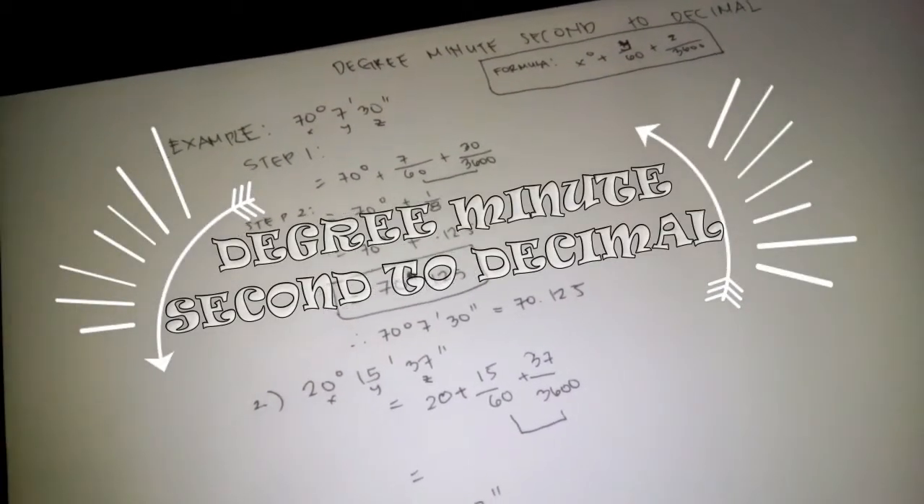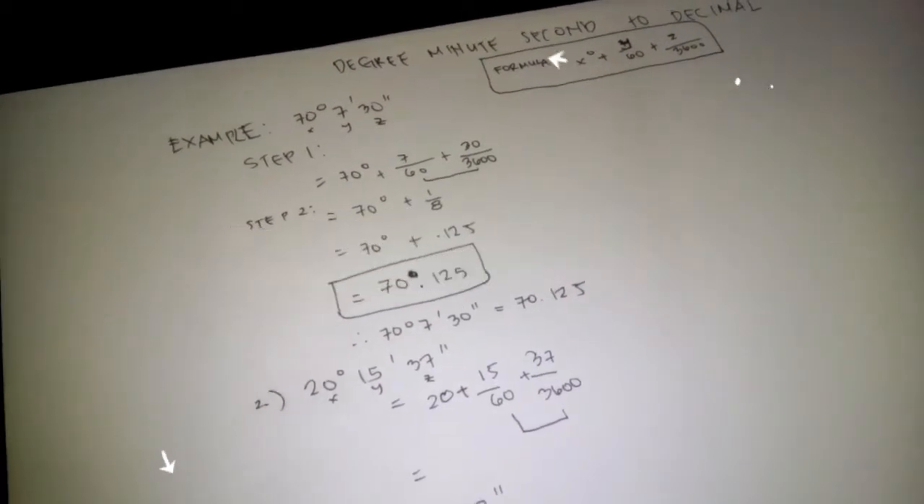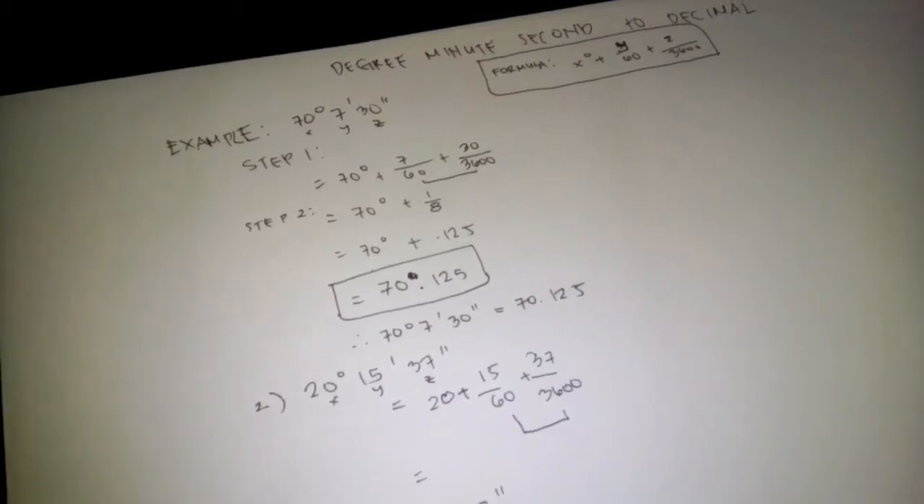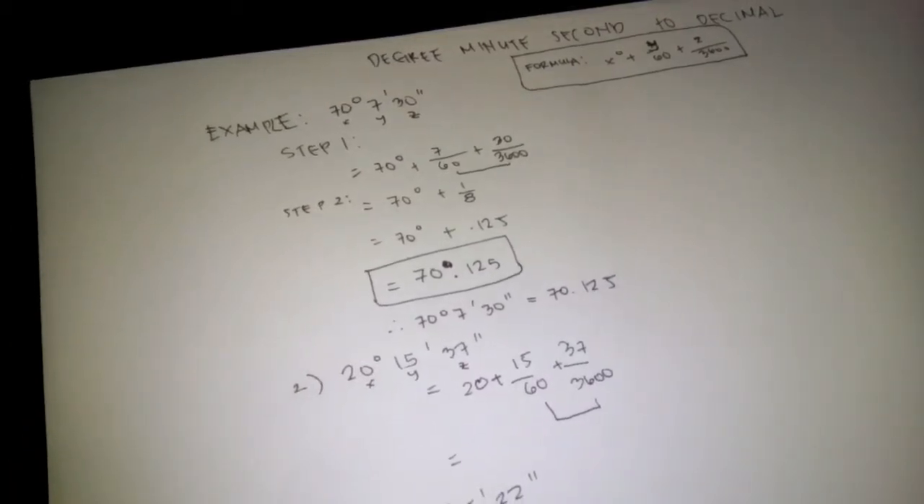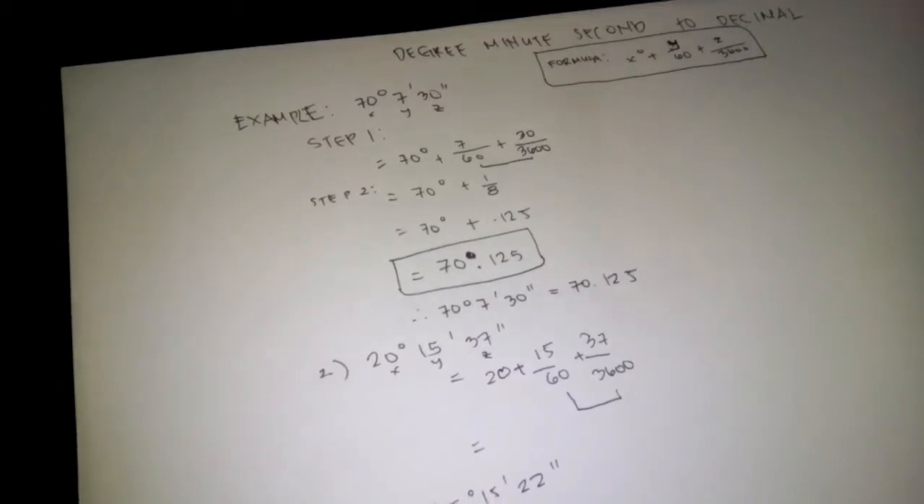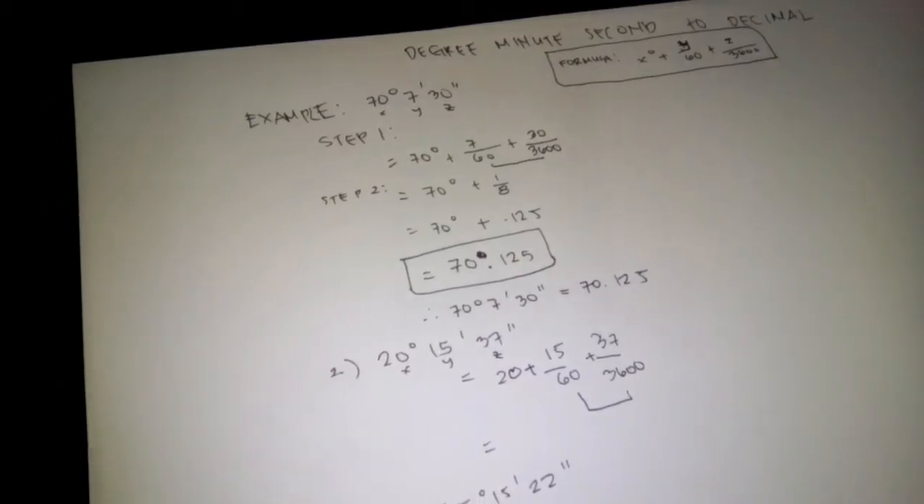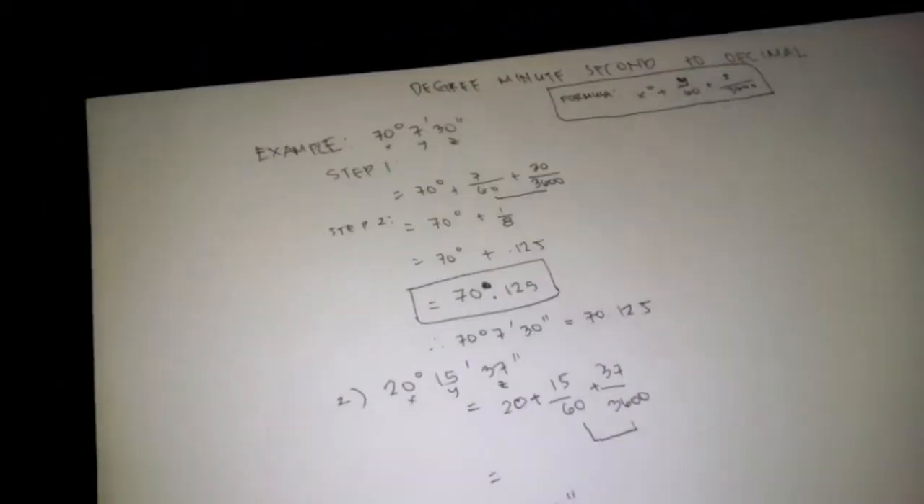Now that we're done with decimal to degree, minutes, seconds, let's have degree, minutes, seconds to decimal. In this case, we will be using our general formula, x plus y over 60 plus z over 3600. This one.